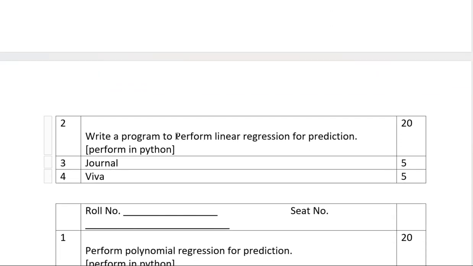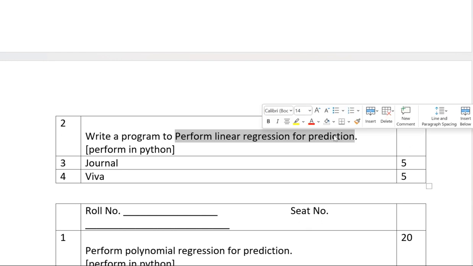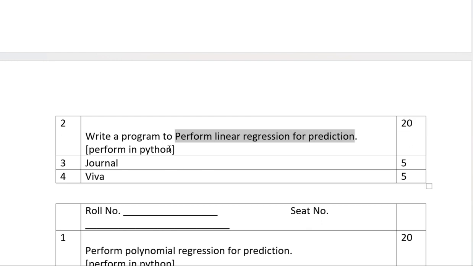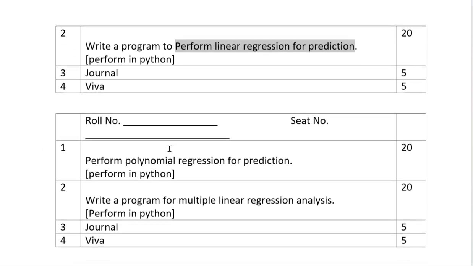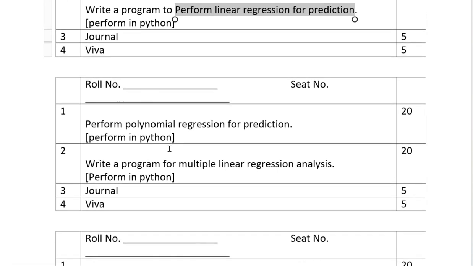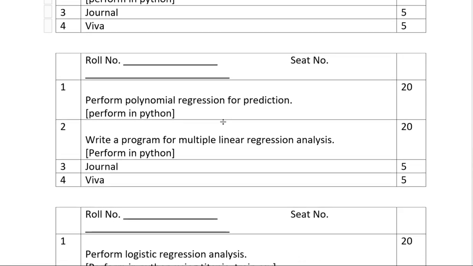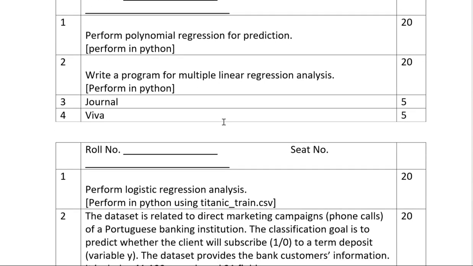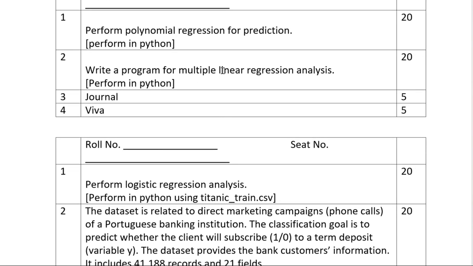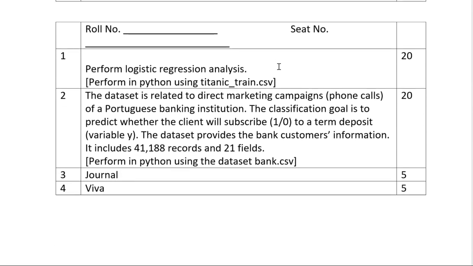Write a program to perform linear regression for prediction. For this we have to perform it in Python. Then perform polynomial regression for prediction. The data set will be given and we have to perform it in Python. In the same way, linear regression analysis can be performed in Python.